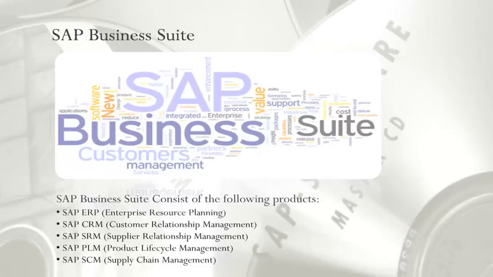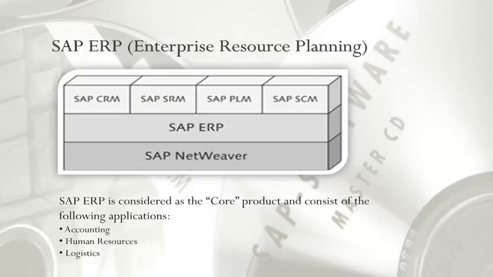The suite of applications consists of the following components: SAP ERP, SAP Customer Relationship Management, SAP Supplier Relationship Management, SAP Product Lifecycle Management, and SAP Supply Chain Management. The SAP Business Suite is comprised of several varying components. However, not all are considered to be its core applications. SAP's core applications are contained within the SAP ERP component.